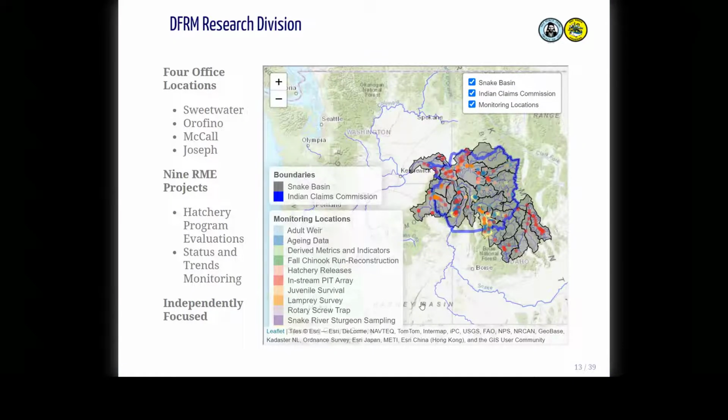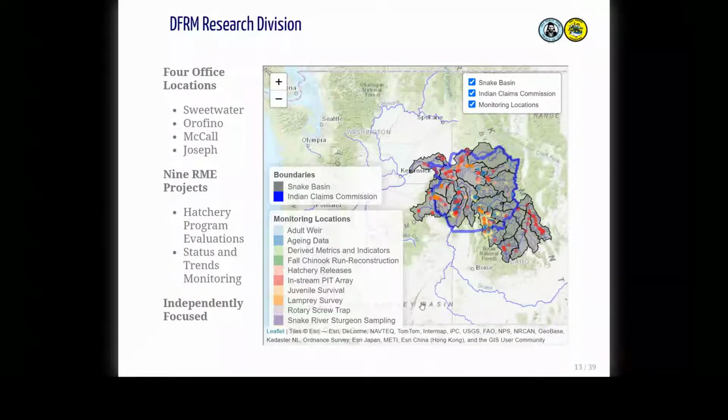So, a little background on the Nez Perce Tribe, our research division, and where we're at today. The Nez Perce Tribe's main area of use historically is shown here within the blue line, which is the Indian Claims Commission boundary. That really just depicts an area that was primarily used by the Nez Perce Tribe. It doesn't mean that the tribal members didn't go outside of that boundary. You can see that it overlays almost completely on the Snake River Basin, which is shown in gray. It's because of this historical use that the Nez Perce Tribe today is really focused on managing and working together with our co-managers to collaboratively monitor and track these populations.